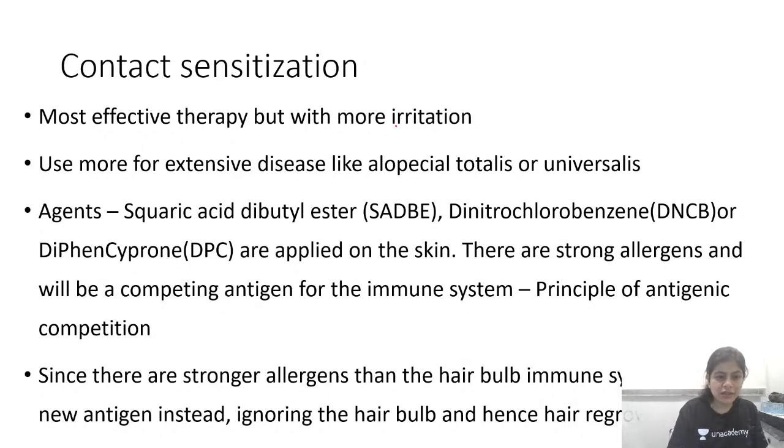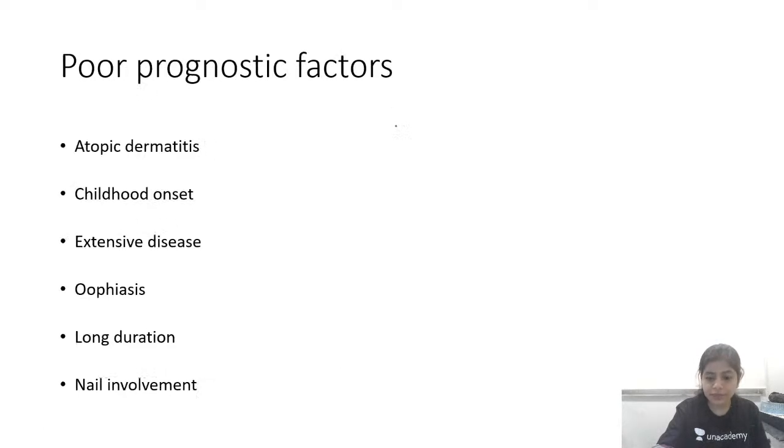So basically these newly applied chemicals on the skin act as strong competing antigens for the immune system. Contact sensitization works on the principle of antigenic competition. Because now there are stronger allergens than the hair bulb, the immune system targets the new antigen instead, ignoring the hair bulb, and hence the hair regrows. So that is the sense in contact sensitization, which can be used as a modality of therapy in extensive cases of alopecia areata, especially in the pediatric age group where you would want to avoid immunosuppressives.